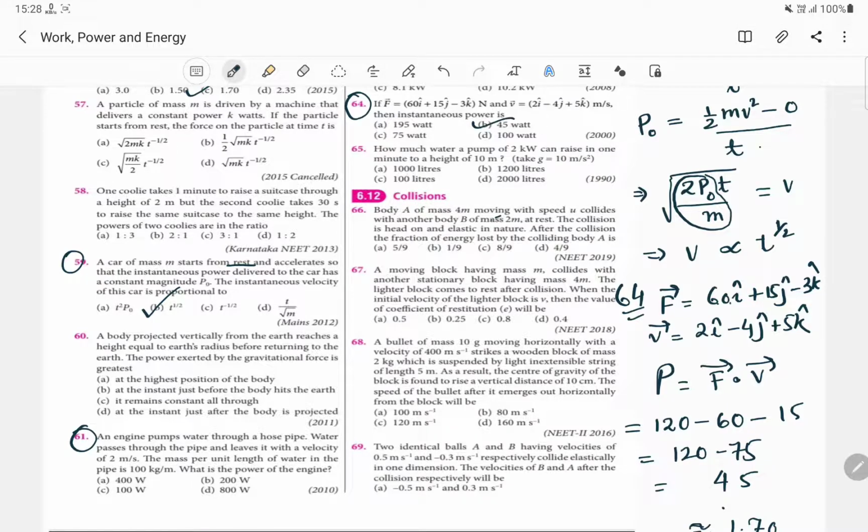That's all. So after doing this question number 64, we have completed your chapter work, power and energy. Okay, now let us begin with the new subtopic, that is collision. Actually this collision is studied in our general syllabus as a separate chapter, but here for revision I included it in your work, power, energy chapter. Anyway, let us begin with this collision.